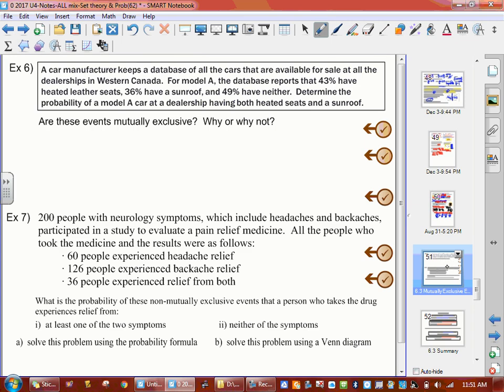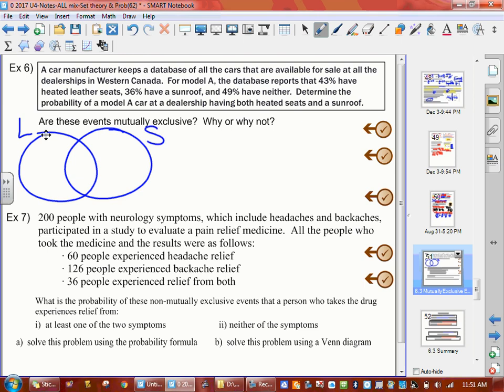Okay, last 2 examples. So we have a car manufacturer with a database, and they sell cars that have heated leather seats and some that have sunroofs. And some have neither. And we have some that have both. So it says determine the probability they're going to have both heated and a sunroof. So the first thing you have to do is fill in a Venn diagram. So we have heated leather seats and a sunroof.